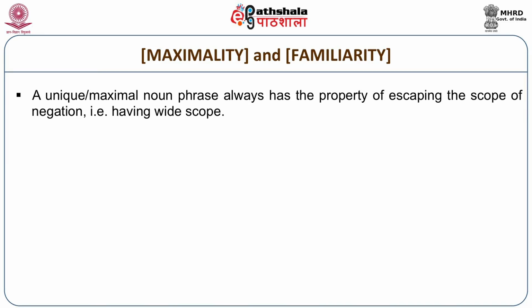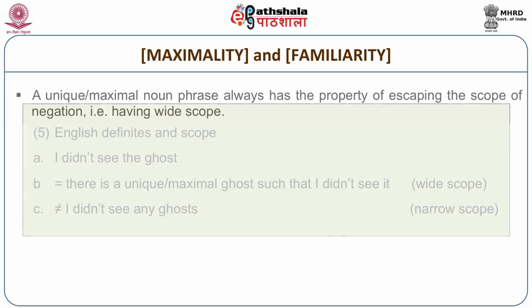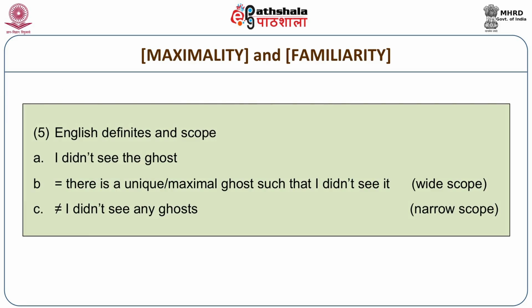A unique maximal noun phrase always has the property of escaping the scope of negation, that is, having wide scope. Take the example, "I didn't see the ghost." This sentence can only mean there is a unique maximal ghost that I didn't see. It cannot mean I didn't see any ghost. In an informal formulation, that means "I didn't see the ghost" can only be uttered when the speaker has the belief that there exists a unique ghost.